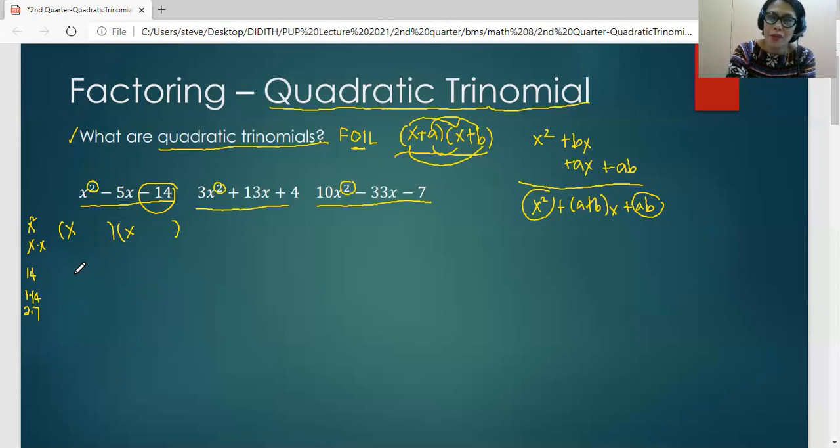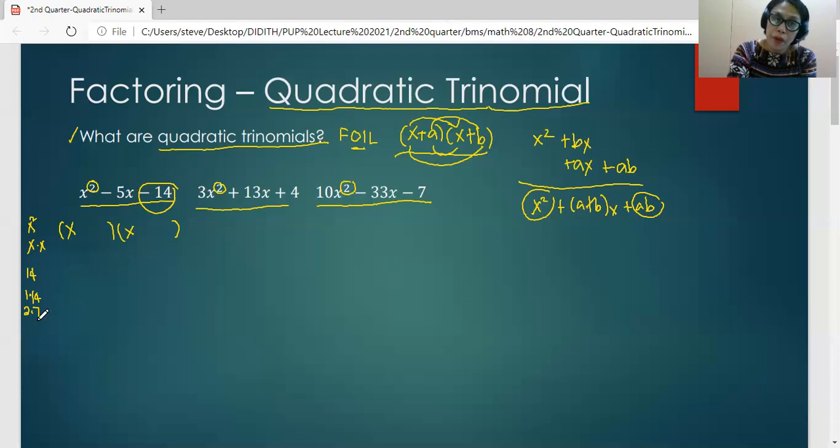Why do we have to consider the difference? Look again at the middle term. The middle term is a minus sign. So we are going to consider combining two unlike signs instead of combining two like signs, two negative addends. Why? Because this one is negative, and the factors of negative 14 are one negative factor and one positive factor. So we're going to consider factors of 14 such that the difference would be 5.